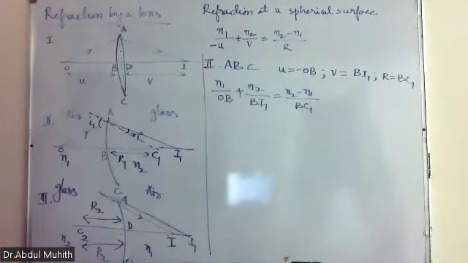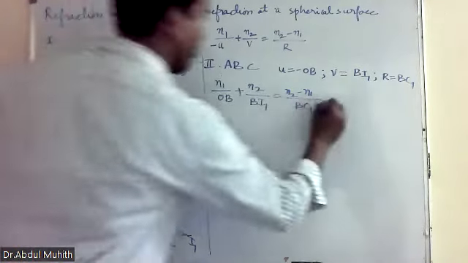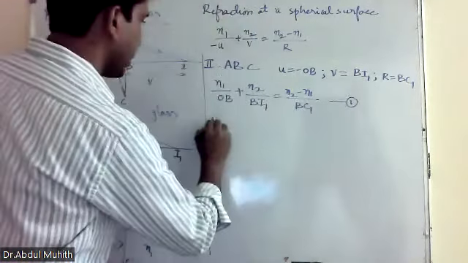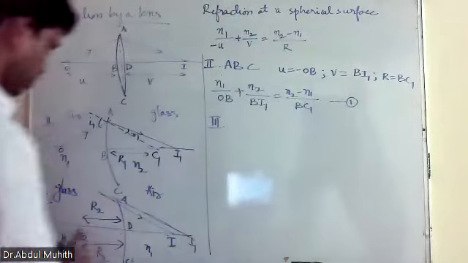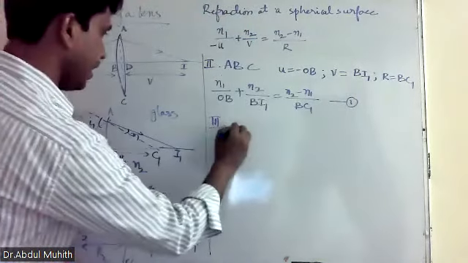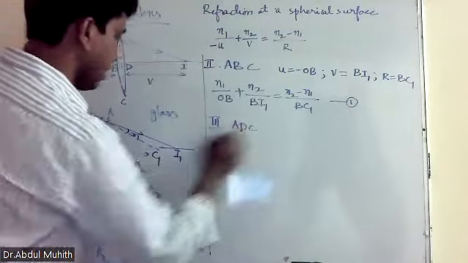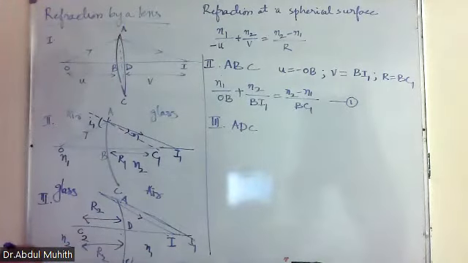Okay, going with the next equation. Let it be equation number 1. Now going with the third figure. In this figure, we have ADC. In this ADC, what is the object distance? We have to find the object distance, and we have to speak about the image distance also.